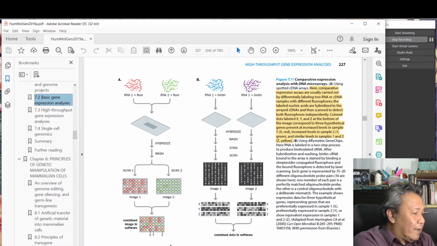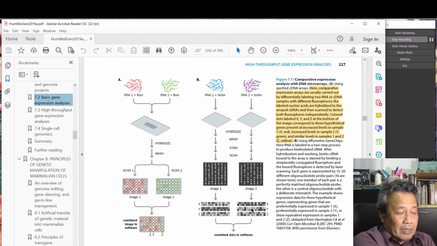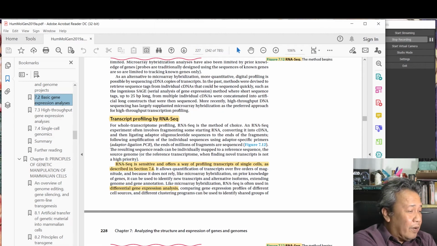So this is where you get Z, which is a combination of red and green. You get X, which is expressed in the red, and then you get Y, which is expressed in the green. Similar principles here, but it's just a different system. This one is by Affymetrix, and you get data on what is expressed in the X sample, the Y sample, and the Z sample, and then you do analysis. This is by RNA-seq again. These are just different platforms where you sequence all the RNA.